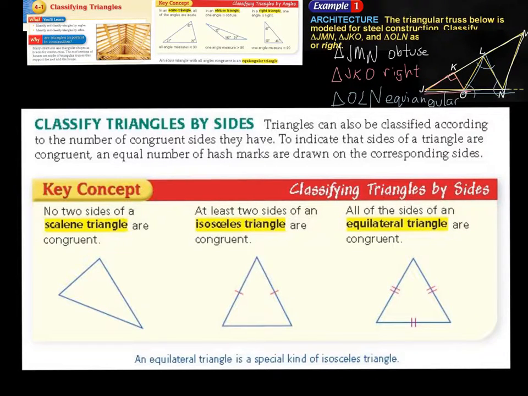The other way we can classify triangles is by their sides. To indicate the sides of a triangle are congruent, an equal number of hash marks, or I call them tick marks sometimes, are drawn on the corresponding sides. If we have no two sides congruent, it's a scalene triangle. In an isosceles triangle, at least two are congruent. And in an equilateral triangle, they are all congruent. So that would mean that an equilateral triangle is a special kind of isosceles triangle.